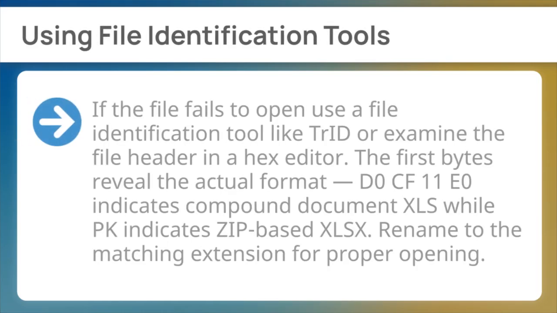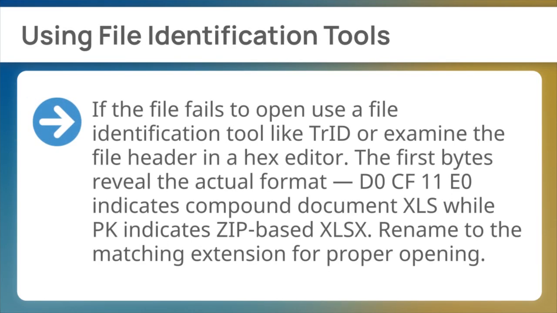Finally, using file identification tools. If the file fails to open, use a file identification tool like TrID, or examine the file header in a hex editor. The first bytes reveal the actual format. D0CF11E0 indicates compound document XLS, while PK indicates zip-based XLSX. Rename to the matching extension for proper opening.